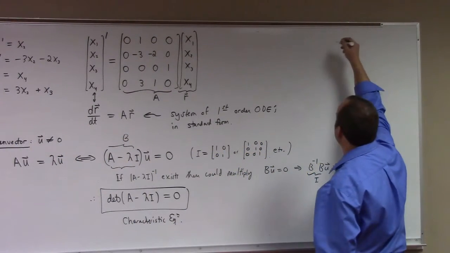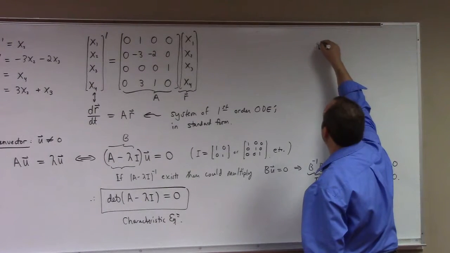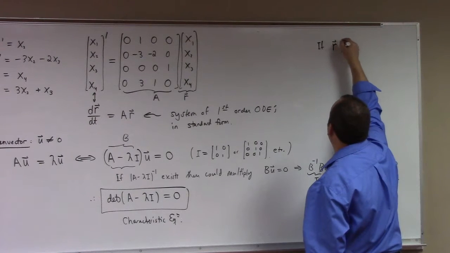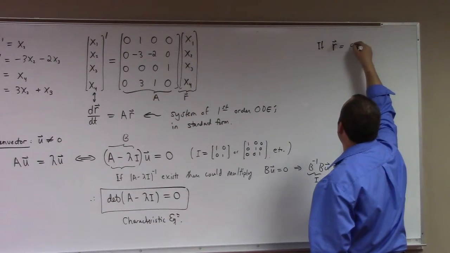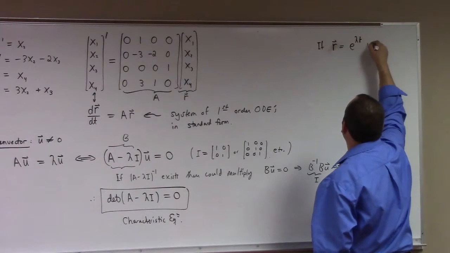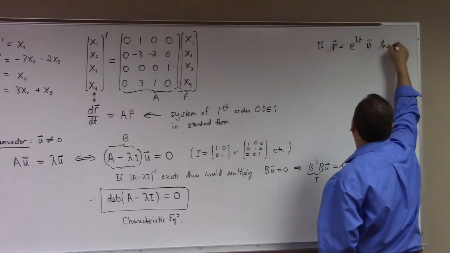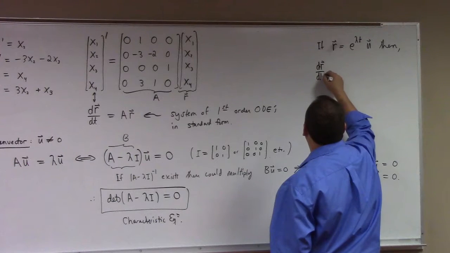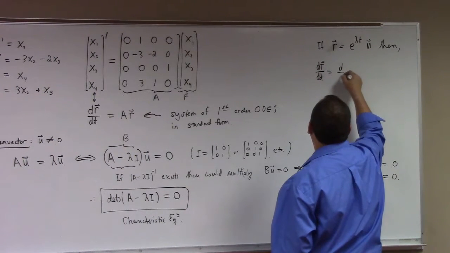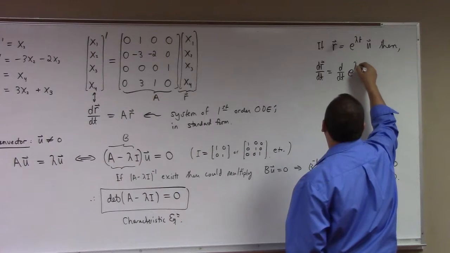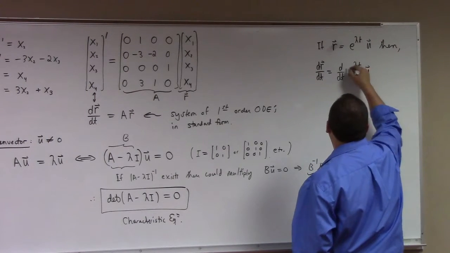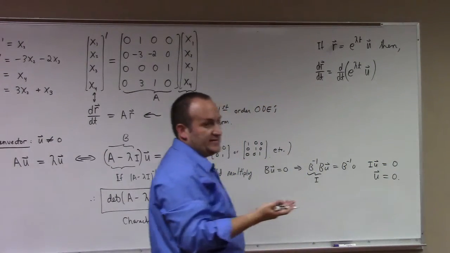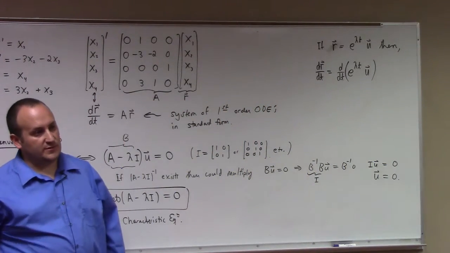So check this out. If R is equal to, say, e to an eigenvalue times time times an eigenvector U, then what's dR/dt equal to? How do you differentiate? U is a constant vector, right? So we can just pull U outside the derivative.